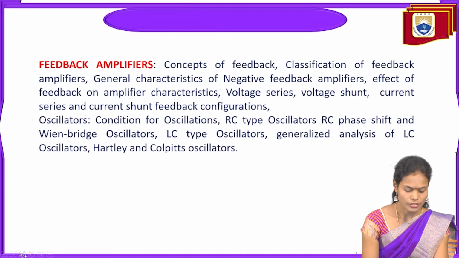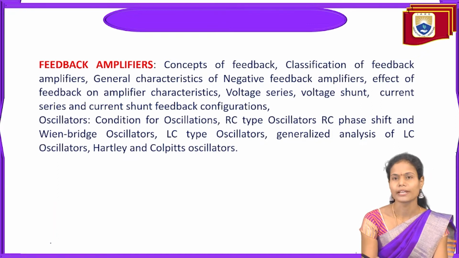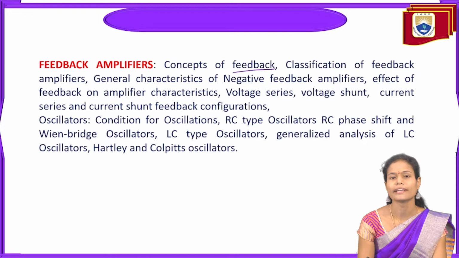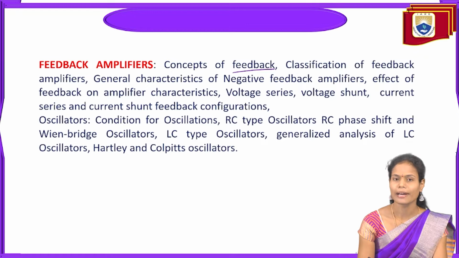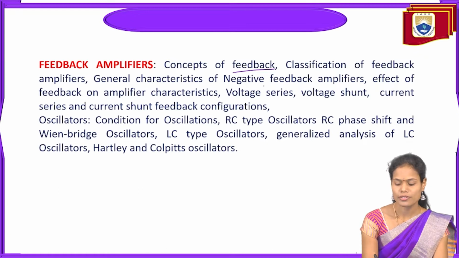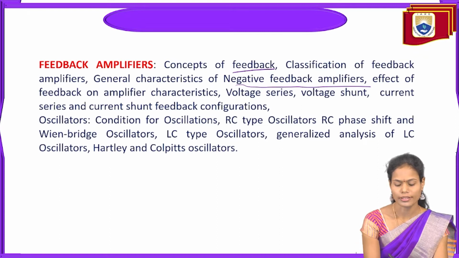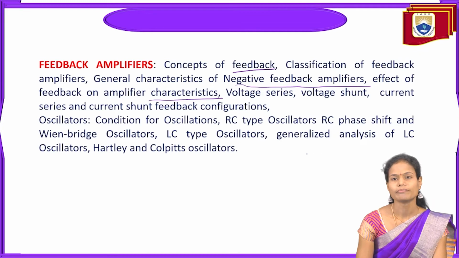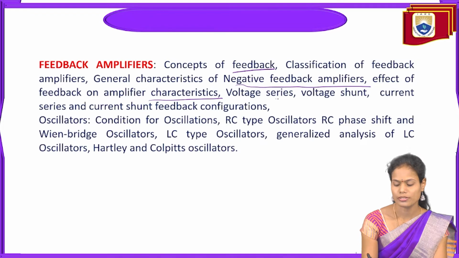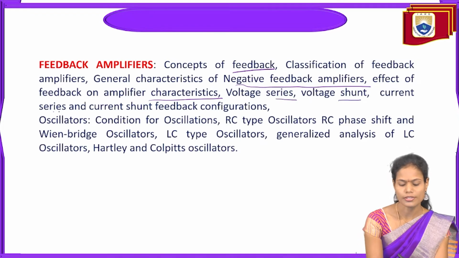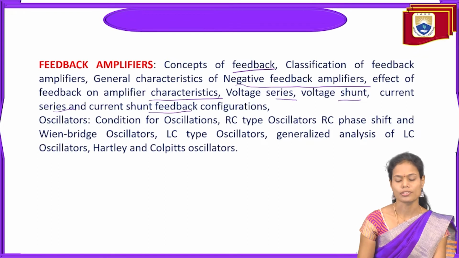In the case of feedback amplifiers, we have learned what is meant by feedback, the concept of feedback, and why we move to the concept of feedback in amplifiers, what the different classifications of feedback are, what the different types of feedback amplifiers are, the characteristics of the negative feedback amplifier, and the effect of feedback on amplifier characteristics. We are going to analyze the four types of feedback amplifiers: voltage series, voltage shunt, current series, and current shunt feedback configurations.